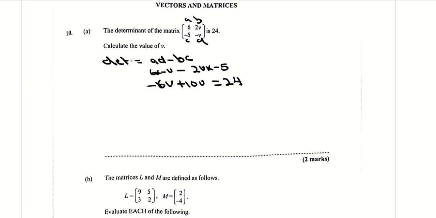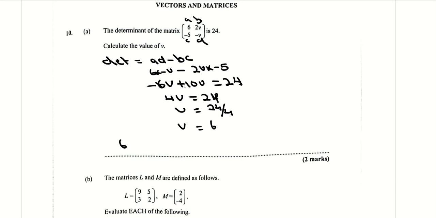10V minus 6V is 4V. 4V is equal to 24. So V is equal to 24 divided by 4, so V is equal to 6. 6 was our V, so your answer for this is 6.